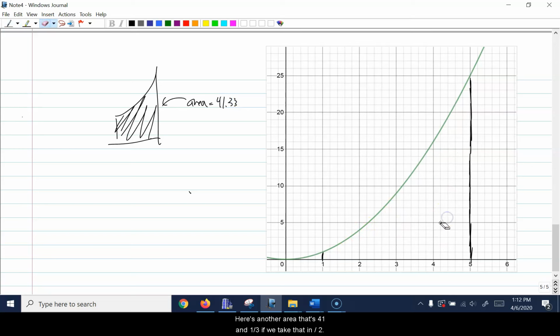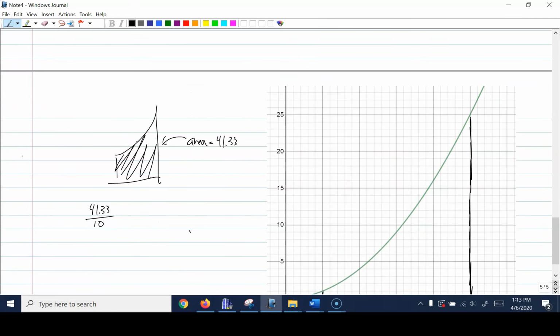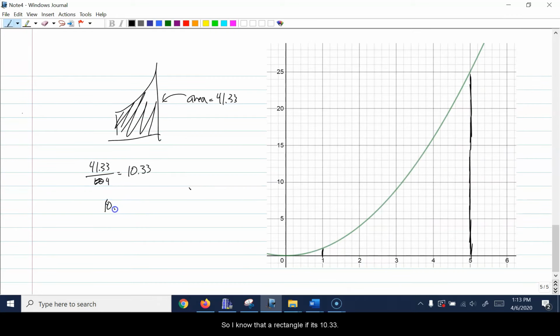Here's another area that's 41 and a third. If we take that and divide it by 4, we got 10.33. So I know that a rectangle that's 10.33 by 4 also has that area.